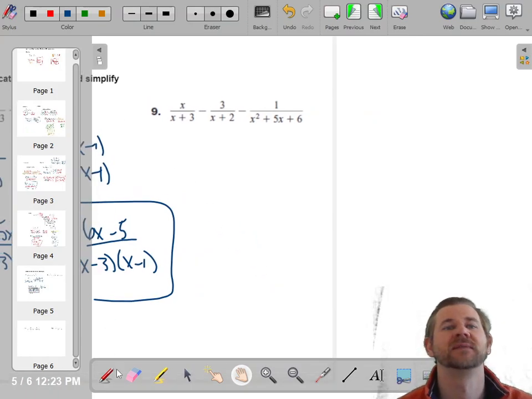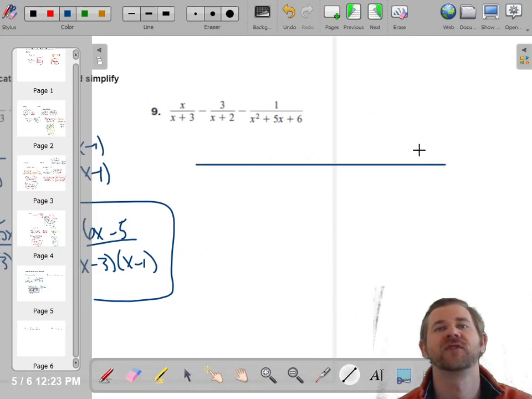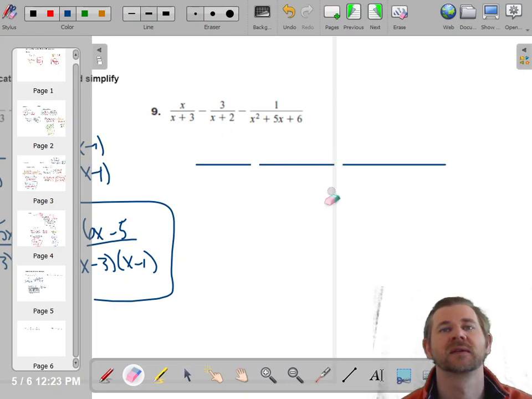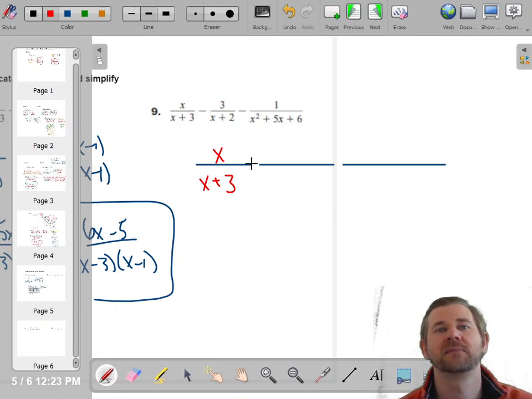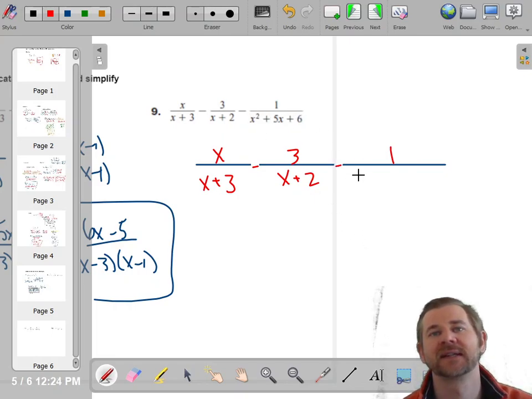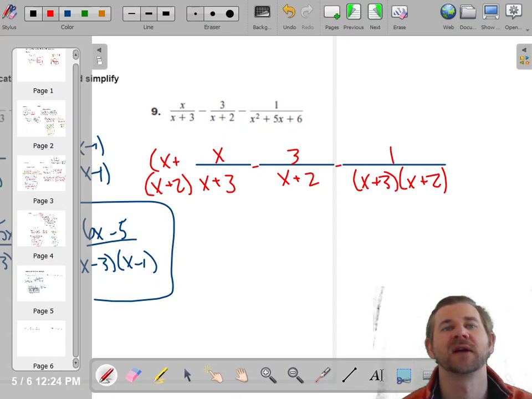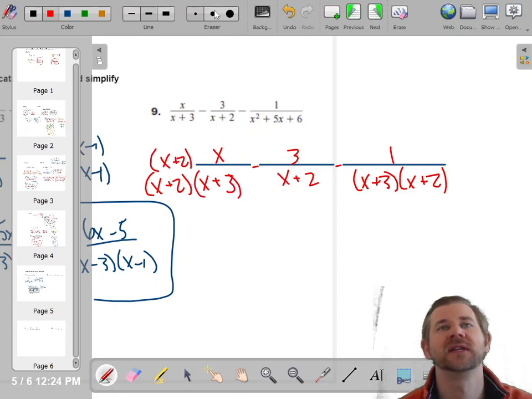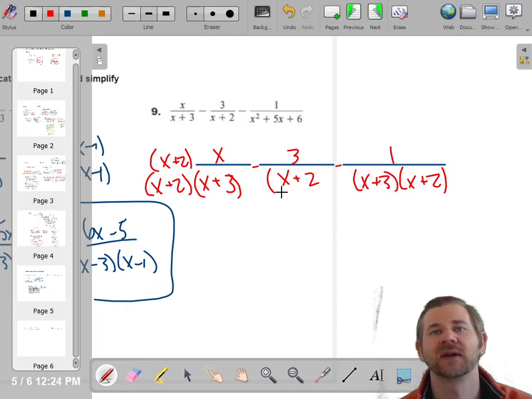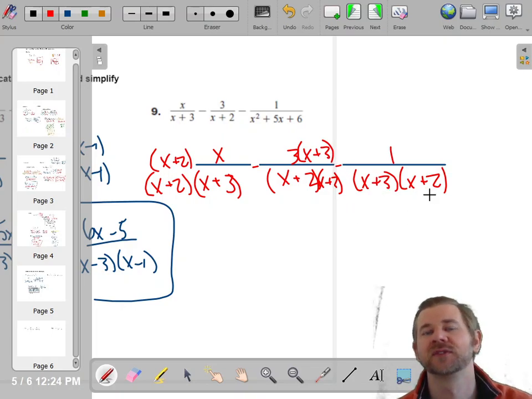All right, this one might be messy. I got 3 fractions. I'm going to give myself some space. X over x plus 3 minus 3 over x plus 2, and then what multiplies, minus as well. What multiplies to 6 and adds to 5 would be 3 and 2. Okay, so you hopefully see this one needs an x plus 2 in the top and the bottom. This one needs an x plus 3, so I don't know if I can fit that. X plus, I didn't give myself enough room. X plus 3, and this one's fine.